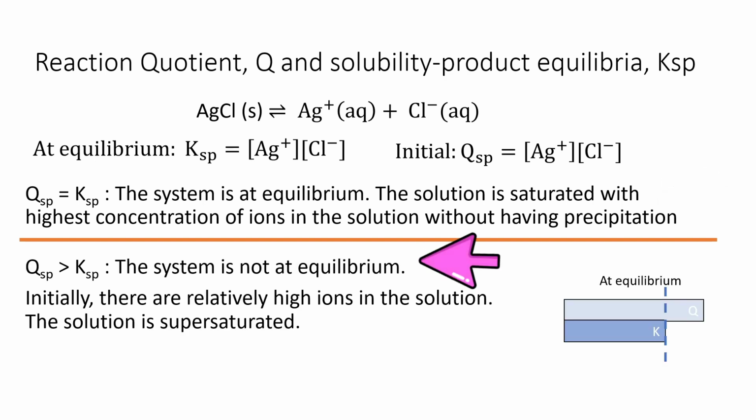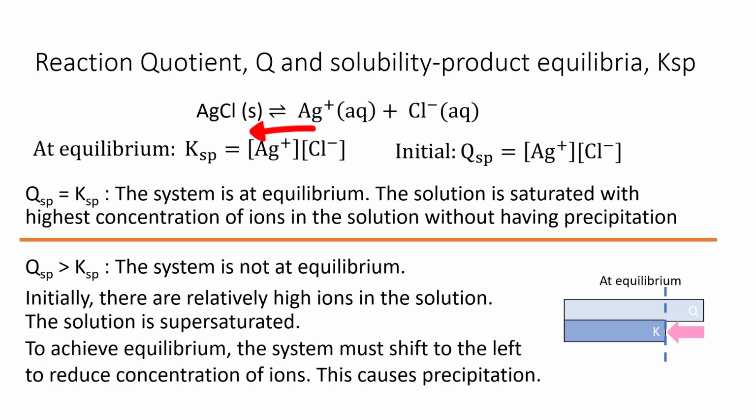But if the reaction quotient value is larger than the solubility product value, then the system is not at equilibrium. Initially, the solution has relatively high concentrations of ions and is supersaturated with ions. Therefore, in order for the system to reach equilibrium, the system must shift to the left to reduce the concentrations of ions, and this will result in precipitation occurring.